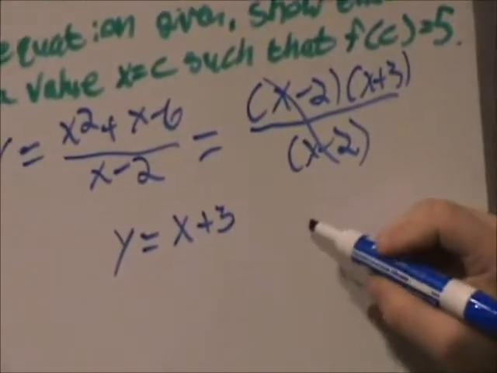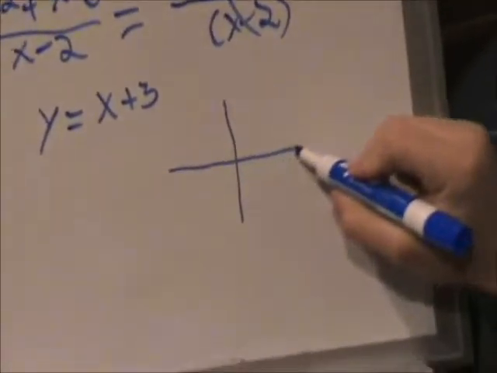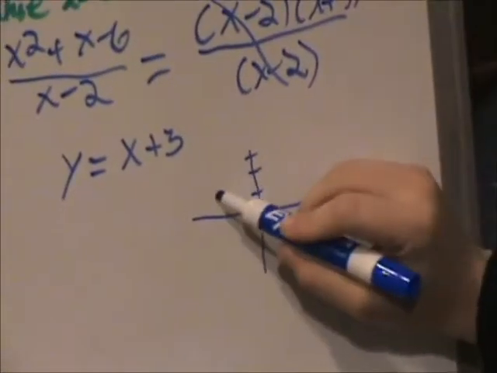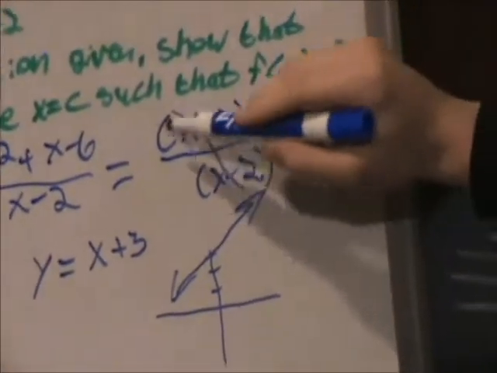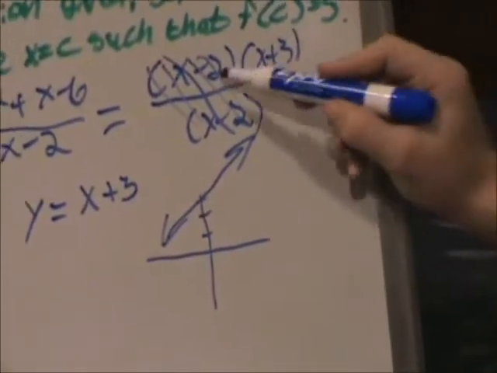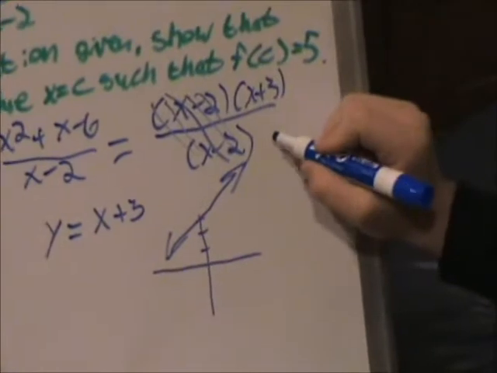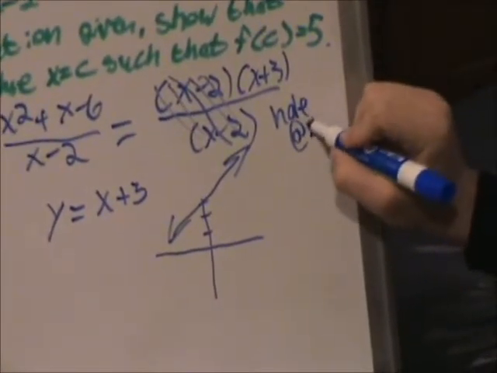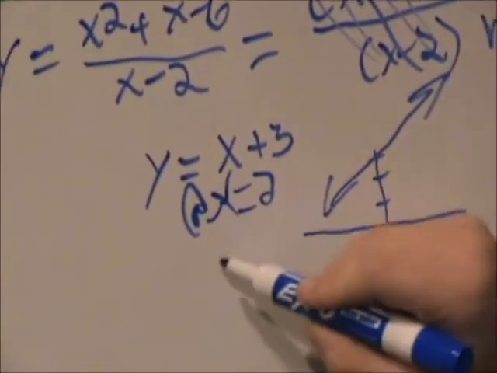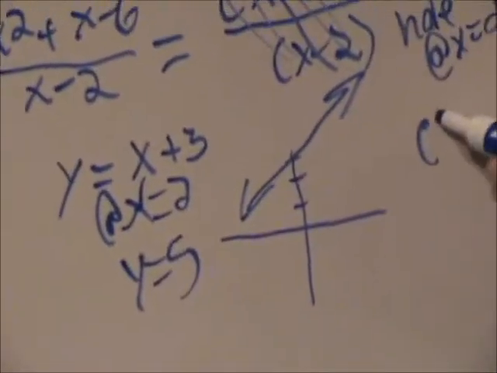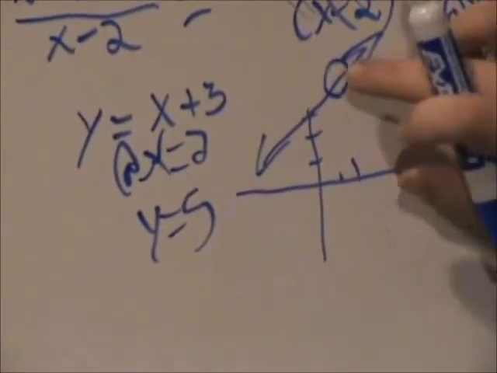For visual sake, let's graph this for a second. Now, the one thing we do have to keep in mind is that we crossed off a factor here, which means that we have eliminated a value. There is now a hole at x equals 2. If x equals 2, y equals 5. So the hole is at (2, 5). There is our new graph for this equation.